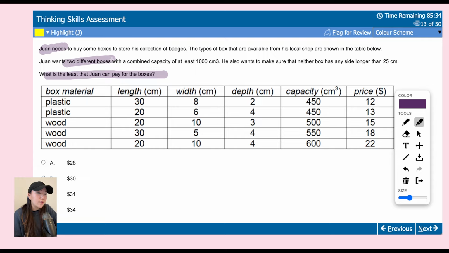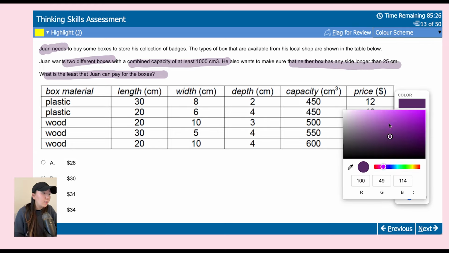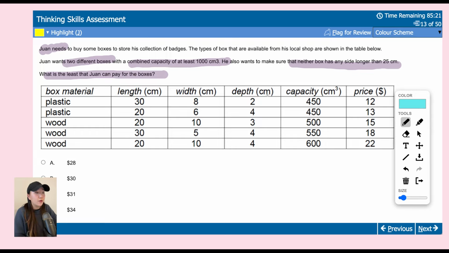What he wants is 2 different boxes, combined capacity of at least 1,000 centimeters cubed, and neither box with any side longer than 25 centimeters. So we've got a little bit of elimination to do here to make our calculation, or finding the right box, easier. We can start by eliminating length or width because it can't be longer than 25 centimeters. That eliminates this option and this option, so we're left with 3.